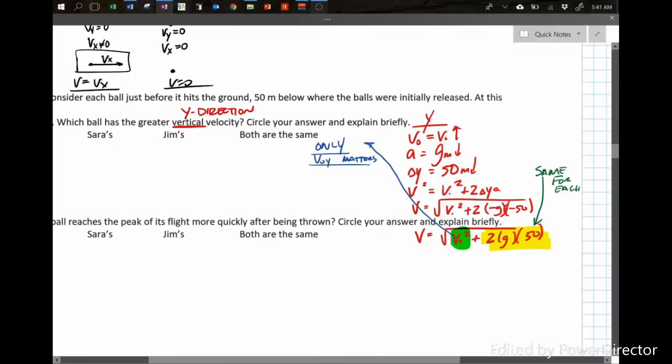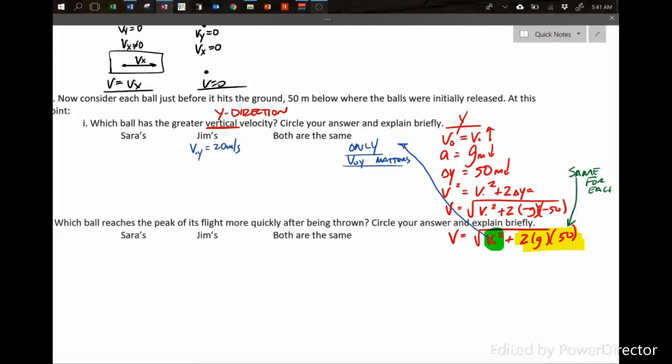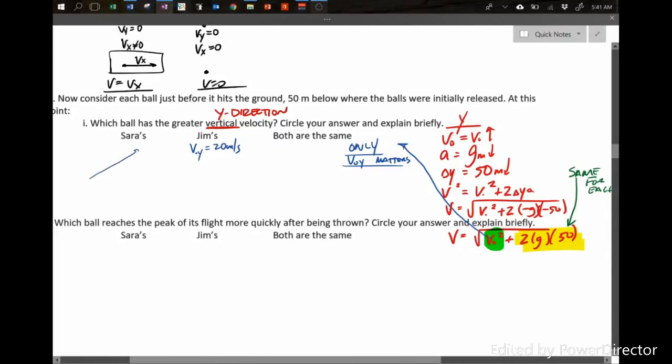So we've got to figure out what that is. For Jim, the initial velocity in the y direction is 20 meters per second because he's throwing his ball straight up. So all 20 meters per second are straight up for Jim. For Sarah, again, she threw at an angle. So she's got 20 meters per second here. She did that at a 30-degree angle.